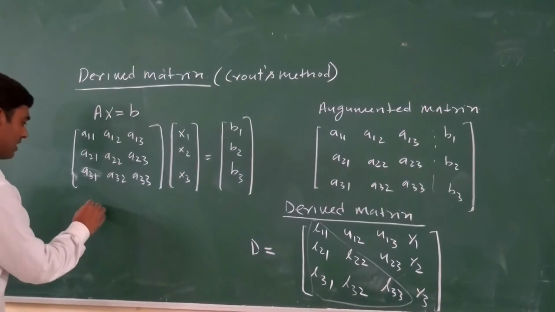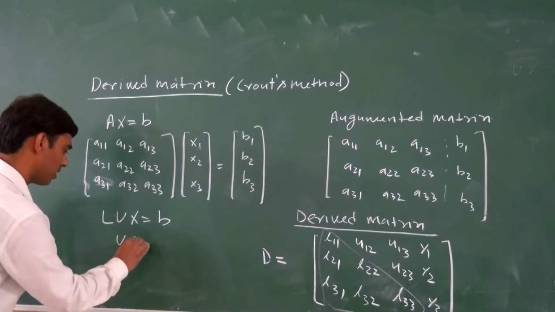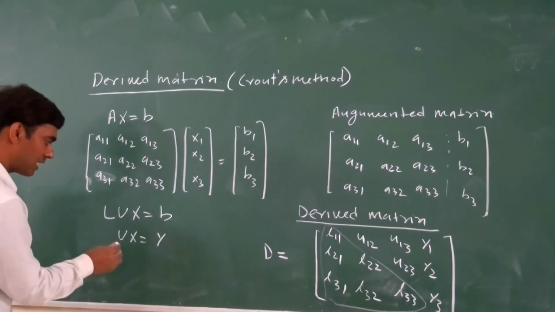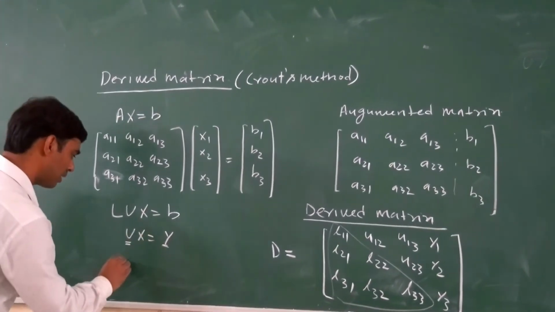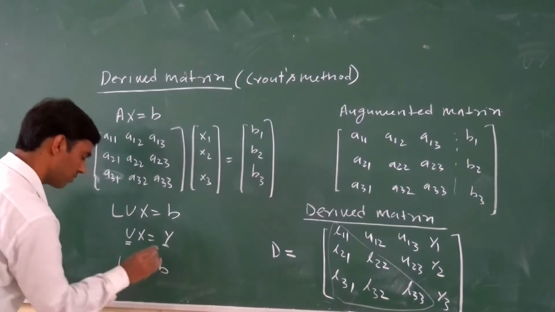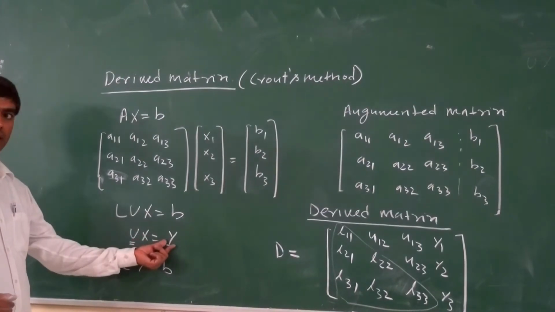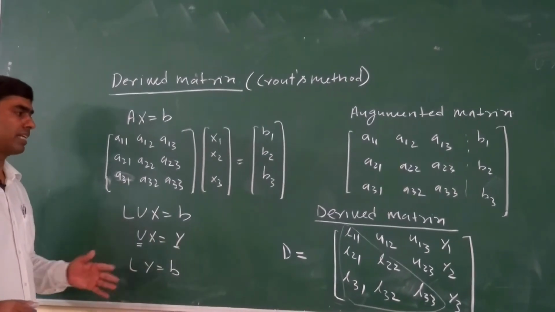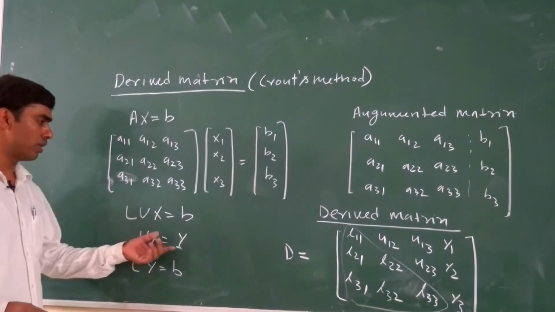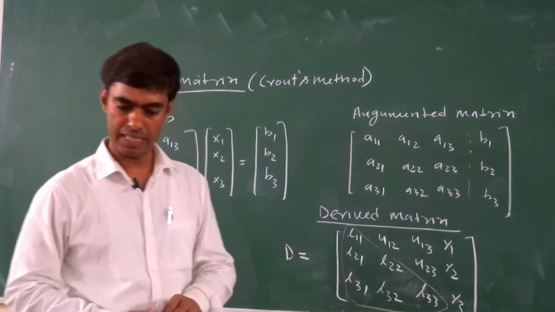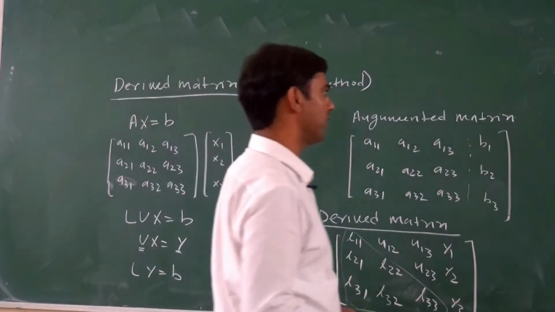If we write LUx equals b, then Ux equals Y, and Ly equals b. So directly we find the values of U and Y. Then there is no need for separate calculation of them. Directly we find the values of U and Y with the help of the derived matrix. So there is a very interesting procedure for finding these values.